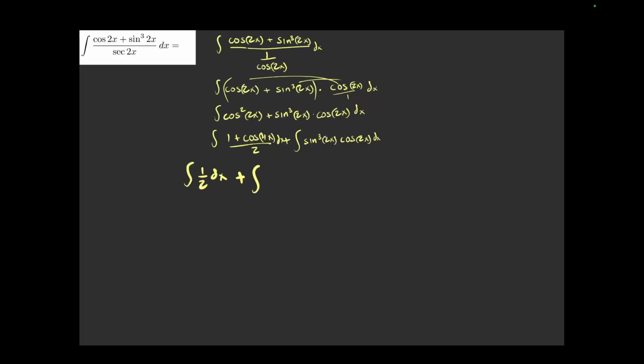plus the integral of cosine 4x divided by 2, but we can take that 2 out and put it in front of the integral. So we have 1/2 integral of cosine 4x and then plus this other integral over here. And don't forget the dx's like I'm doing. Sine cubed 2x cosine 2x dx.